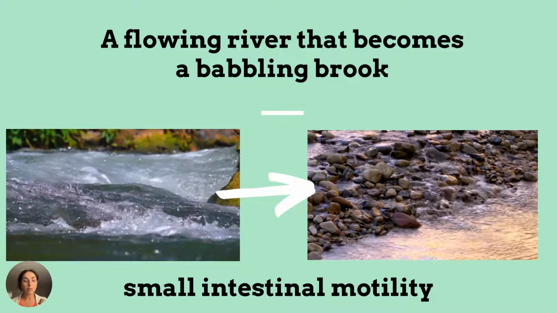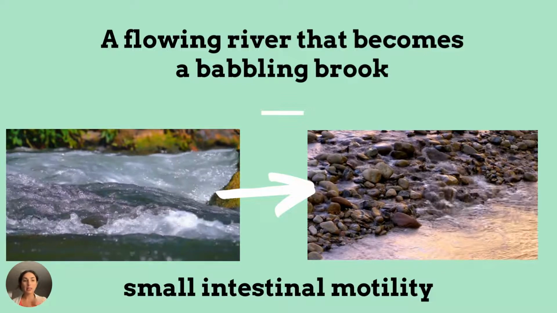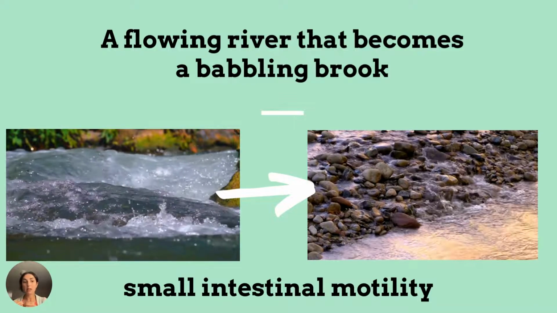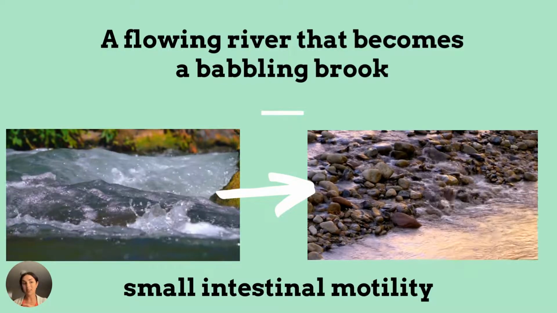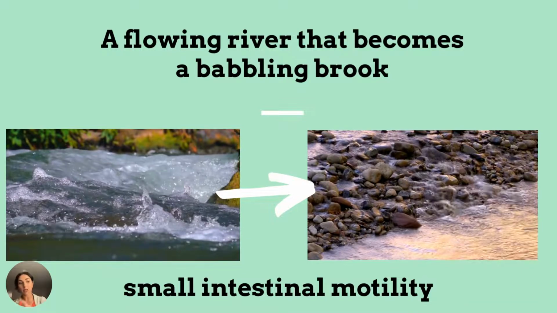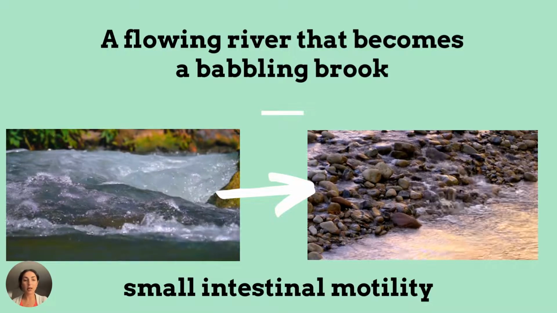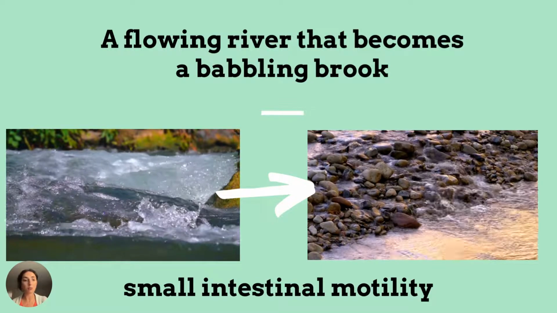Bacteria start to ferment your food. What happens is then that bacterial fermentation slows things down even more. So then your food is sitting there longer being fermented. You get constipated, you get bloated, you get gas. So we want our gut to look like the video on the left where things are moving quickly.